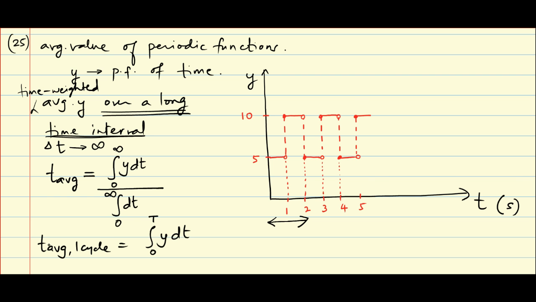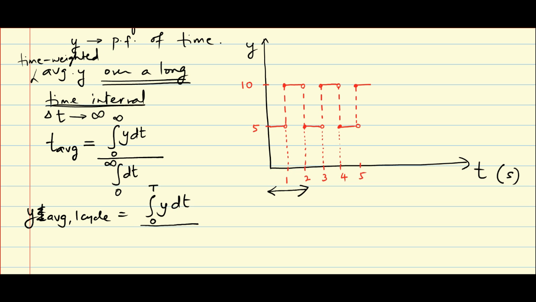So the average value of y over one cycle is, it starts in the same way, integral y dt, but the top limit is now capital T, which is the time period, which is 2 seconds in this particular case, and divided by the time period. That's the time weighted average over one cycle. So let's try to calculate it in this case. Now integral y dt is nothing but the area, and remember it is the area over 2 seconds. So we want basically this area.